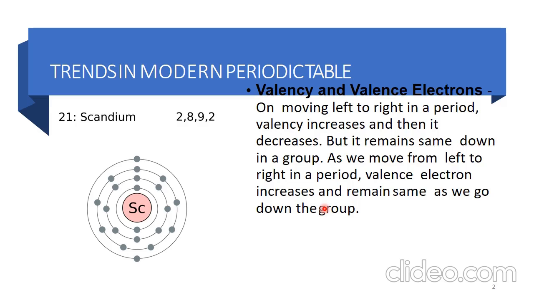Talking about the valency in a group, it remains the same down a group. In a group, as we know, the number of valence electrons remains the same, so the valency also remains the same. For example, if we talk about group 1, that is the alkali metals, they have one electron in their respective valence shell, therefore the valency of the elements is 1.